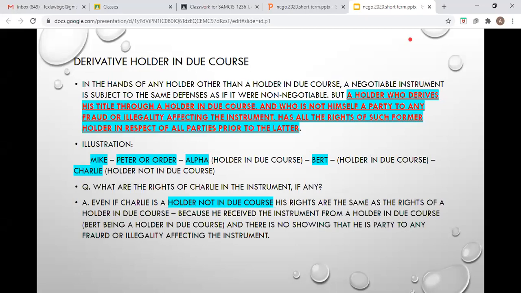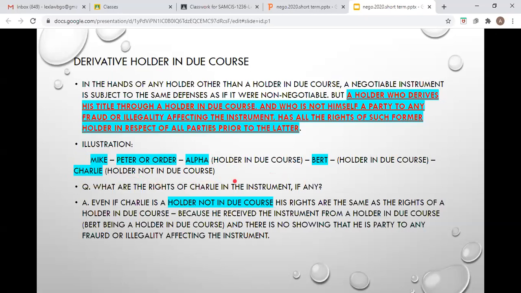But how about if, dagdagan lang natin to, how about if Charlie later on negotiated that instrument to Dar? So nalipat na dito kay Dar. And Dar here is a holder not in due course. What will be the rights of Dar? Kapareho pa rin ba nung rights ni Charlie na to sue, to receive payment, to receive the instrument free from any defects of title, free from personal defenses? Ganun pa rin ba? The answer is no more.